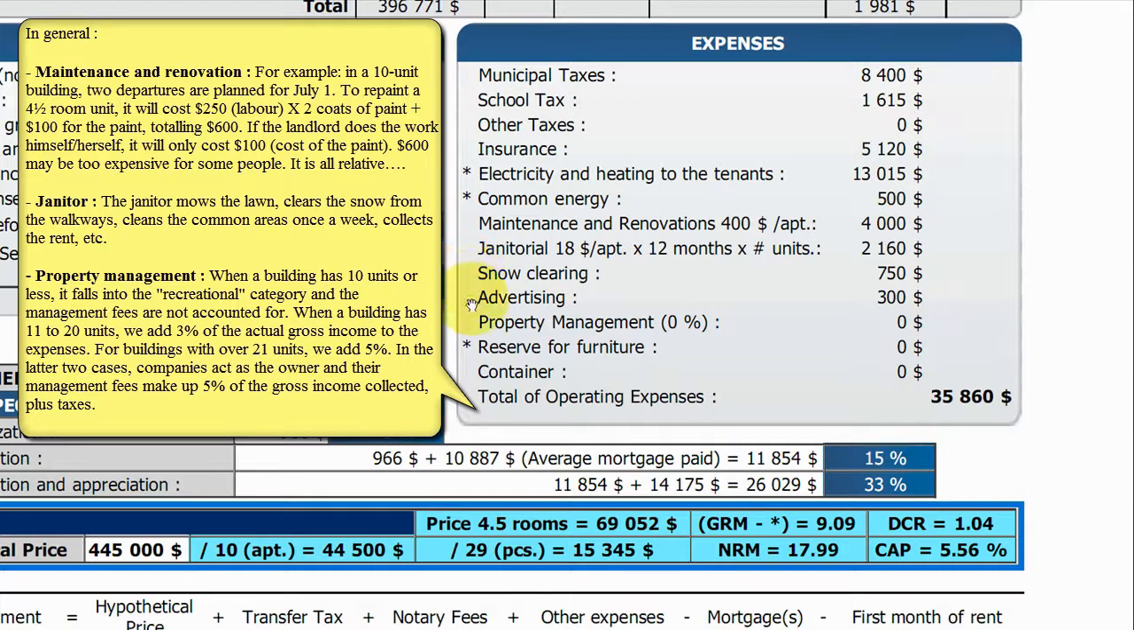Property management. When a building has 10 units or less, it falls into the recreational category, and the management fees are not accounted for. When a building has 11 to 20 units, we add 3% of the actual gross income to the expenses. For buildings with over 21 units, we add 5%. In the latter 2 cases, companies act as the owner, and their management fees make up 5% of the gross income collected, plus taxes.